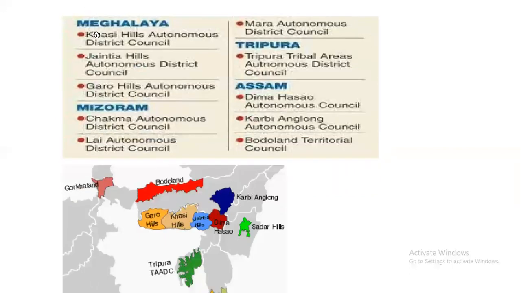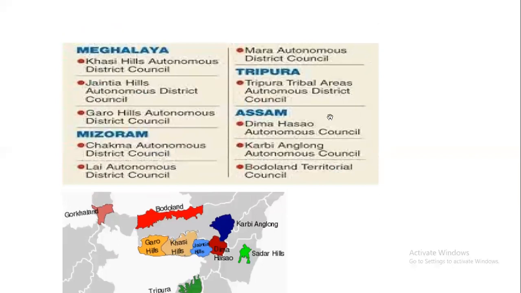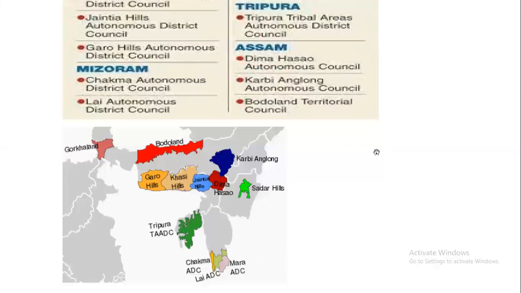In Meghalaya, we have Khasi Hills Autonomous District Council, Jaintia Hills Autonomous District Council, and Garo Hills Autonomous District Council. Except a few portions of Shillong, all are coming under this sixth schedule. Then Mizoram: Chakma Autonomous District Council, Lai Autonomous District Council, and Mara Autonomous District Council. Tripura Tribal Areas Autonomous District Council, and Assam: Dima Hasao Autonomous Council, Karbi Anglong Autonomous Council, and Bodoland Territorial Council.